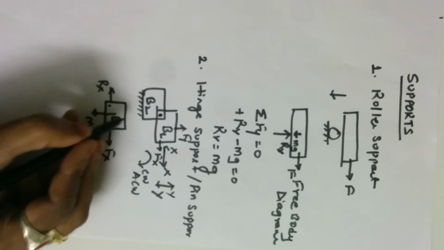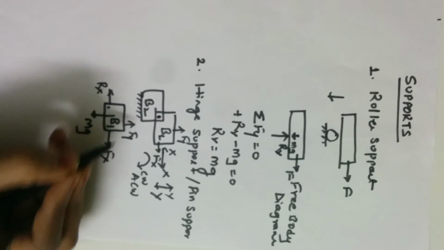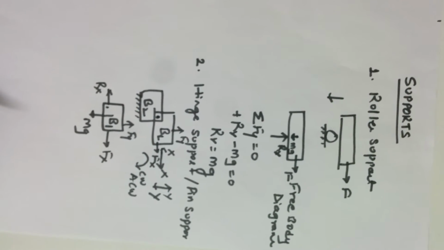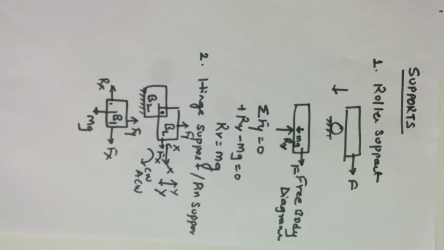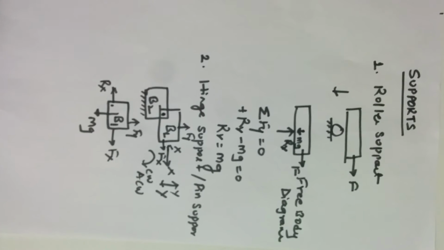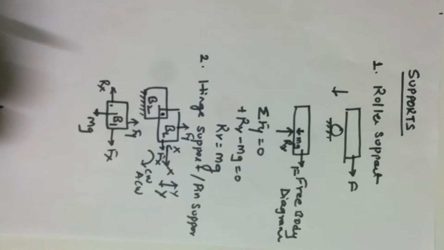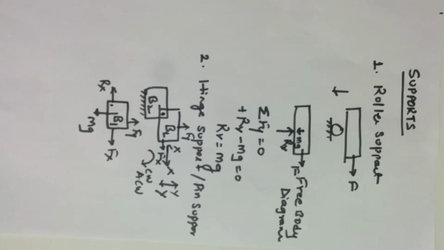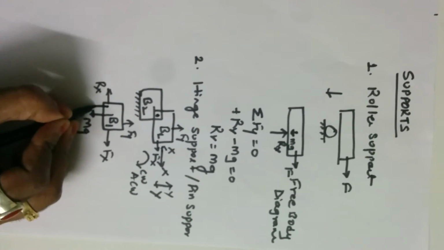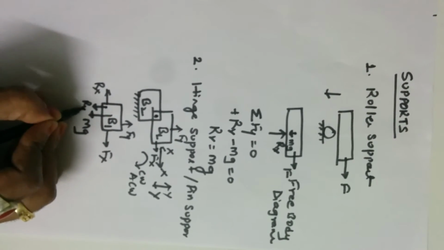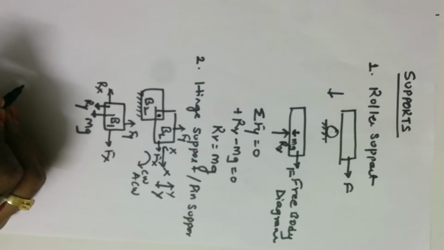Also, there is a force in the y direction which is trying to move the body in the upward direction. However, the pin is not allowing the body to move in the positive y direction. Therefore, the pin is applying a force in the negative y direction. So the support reaction due to the pin will be downward, and that is Ry in the negative y direction.